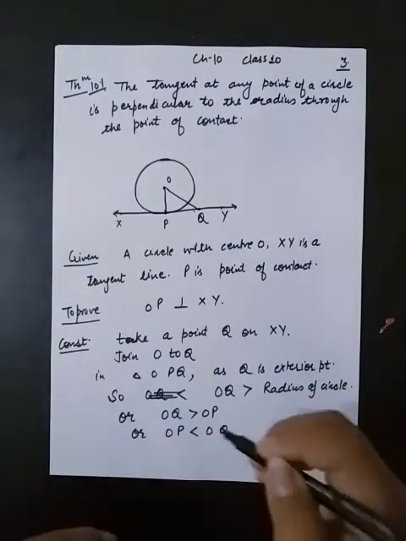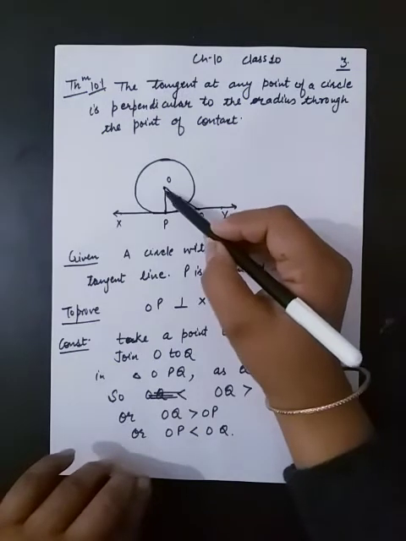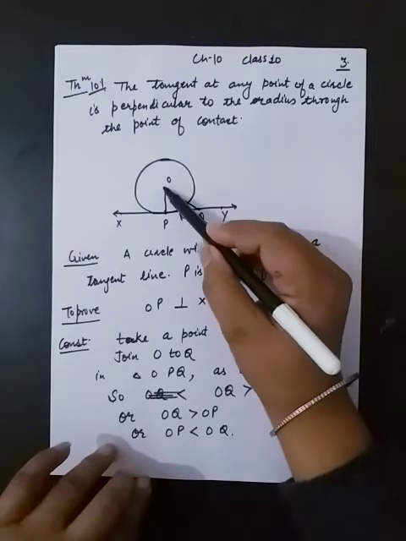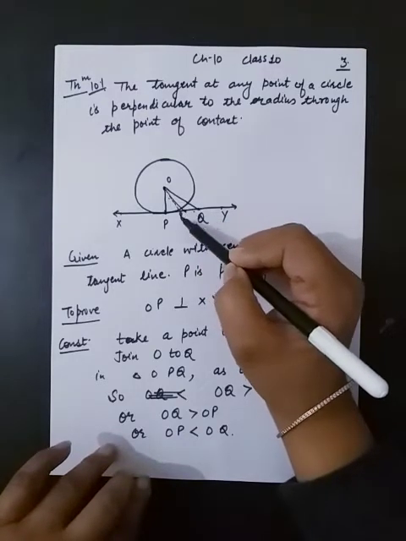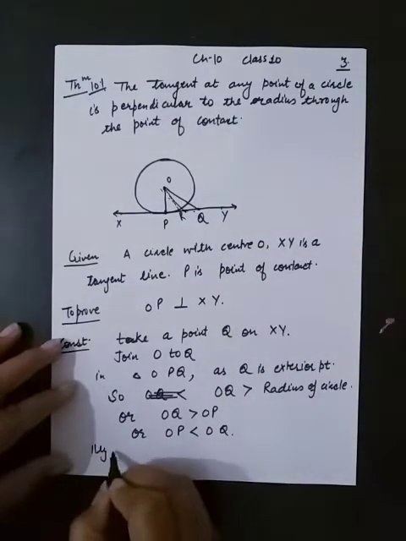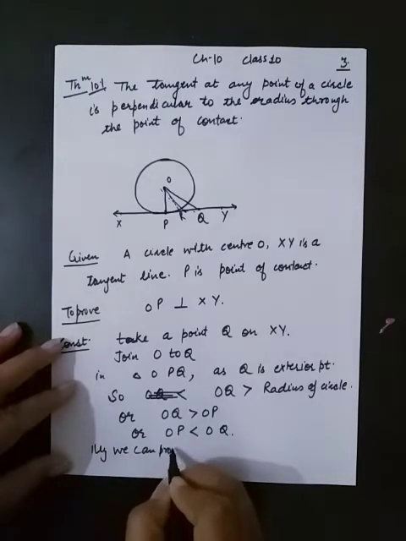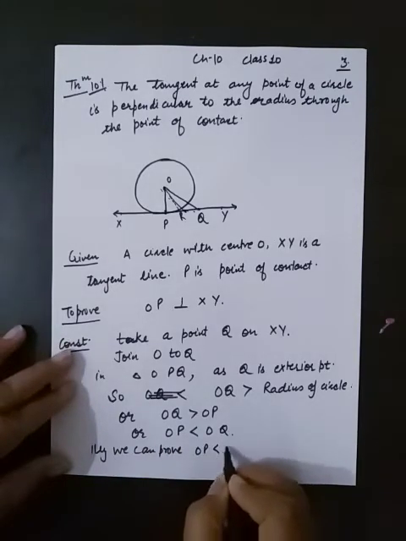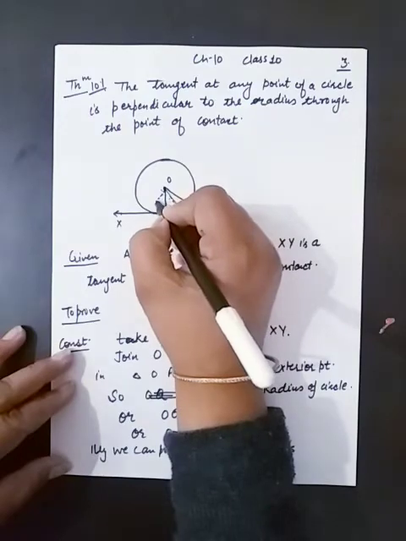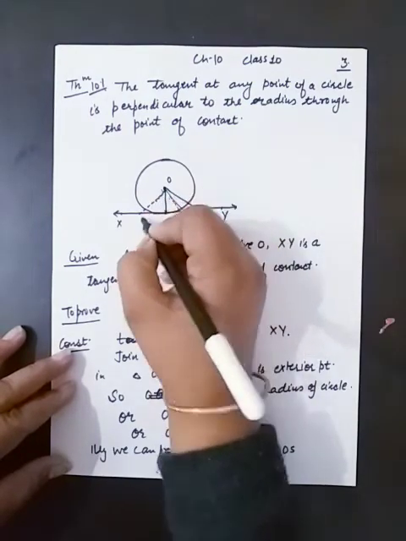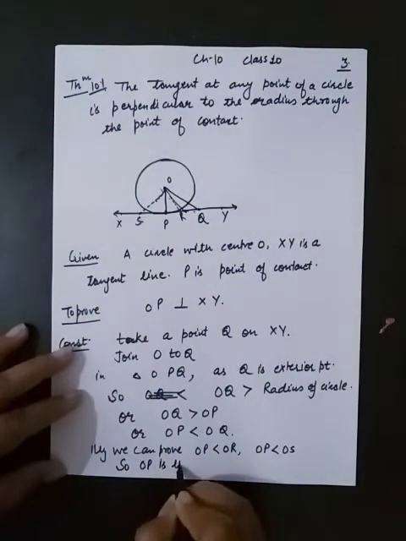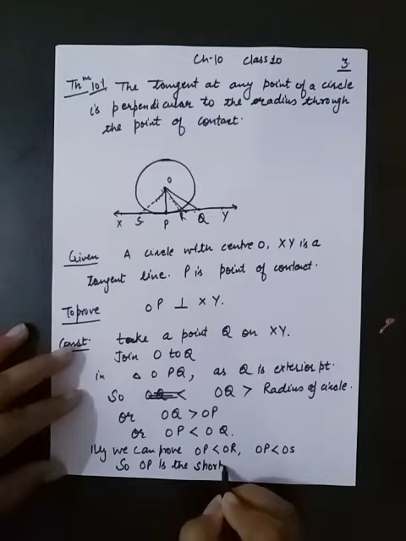Similarly, we can prove it for other points also. If I take one more point R here, then the same thing can be proved. Here R is also an exterior point, so OR will also be greater than OP. Similarly, we can prove OP is less than OR, OP is less than OS. We can take a point on this side also. So OP is the shortest distance.